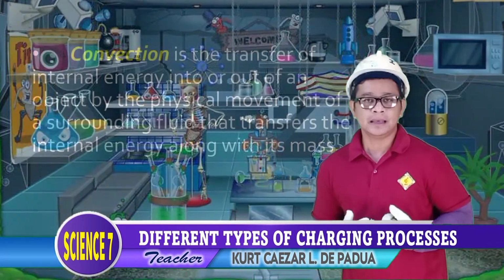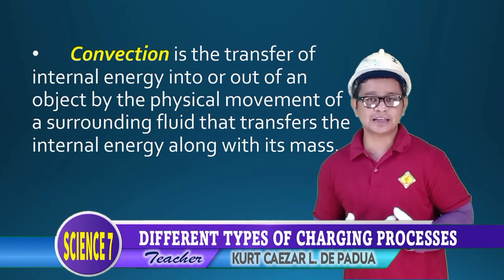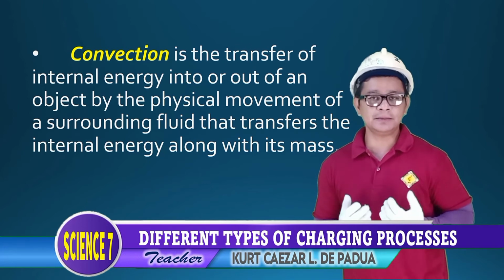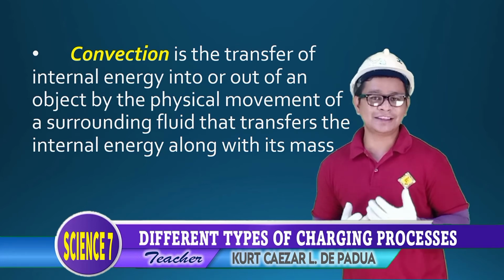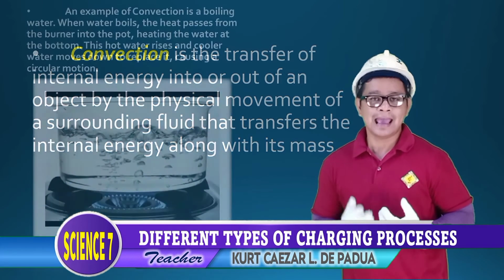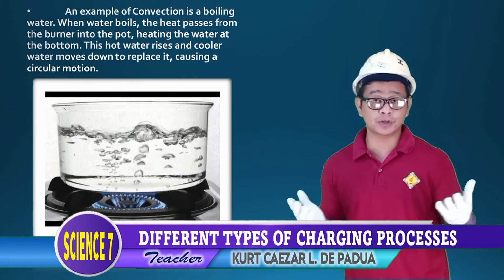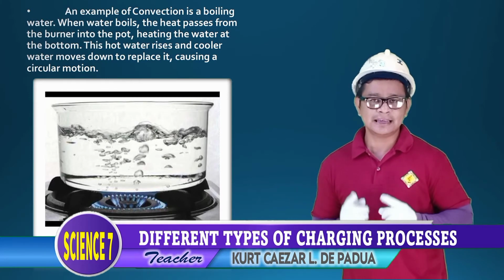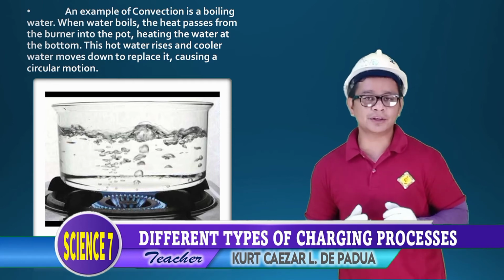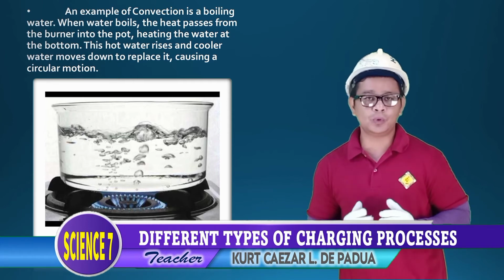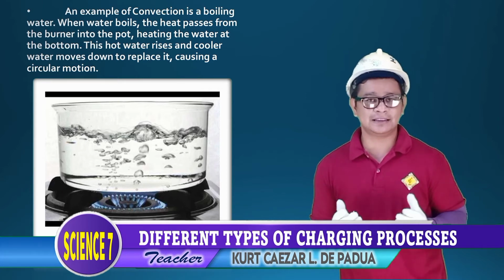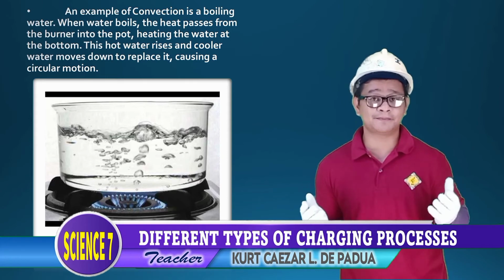Let's recall. Convection is the transfer of internal energy into or out of an object by the physical movement of a surrounding fluid that transfers the internal energy along with its mass. An example of convection is boiling water. When water boils, the heat passes from the burner into the pot, heating the water at the bottom. This hot water rises and cooler water moves down to replace it, causing a circular motion.